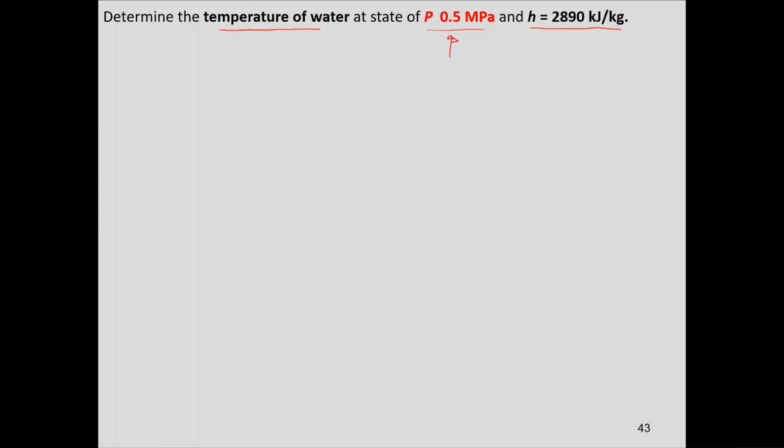Do you know that this is a mixed state? There are three states: compressed liquid, mixed, and superheated vapor. Which of these states is governed by these two conditions you don't know as yet. You have to identify. Let's see how we'll do it.